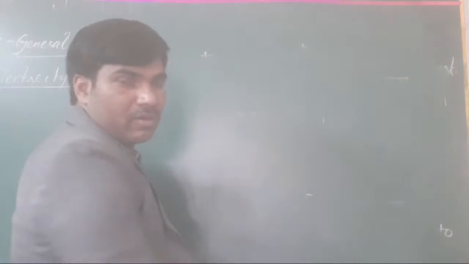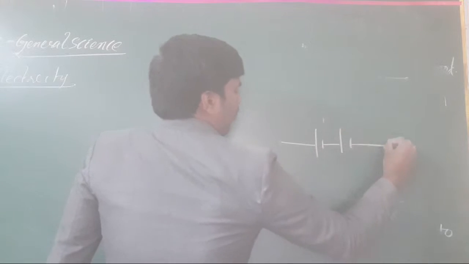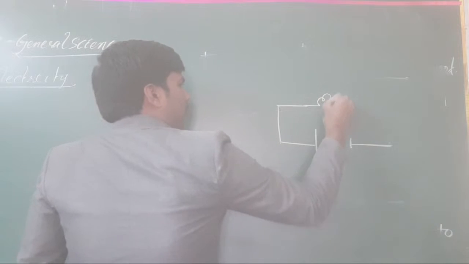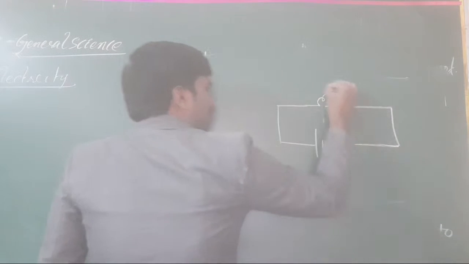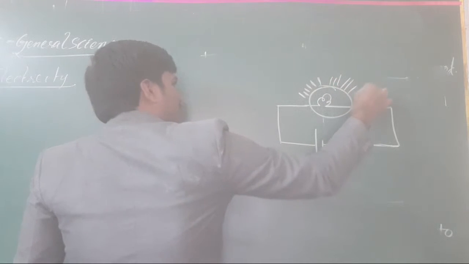Clear or not, all the students? We have taken a circuit for the diagrams. Okay, clear or not, all of you? What is the diagram that was given? They given like this cell, and here we have taken the bulb. The bulb is glowing. That's why here it is in series, that's why it is glowing.